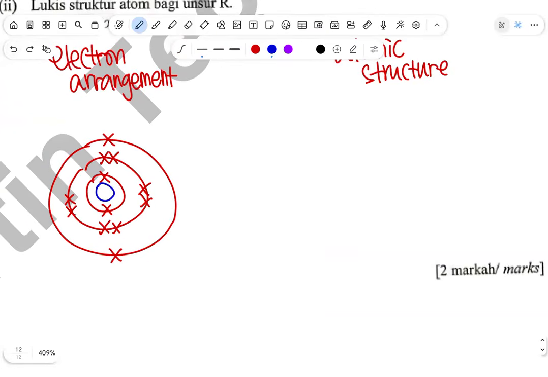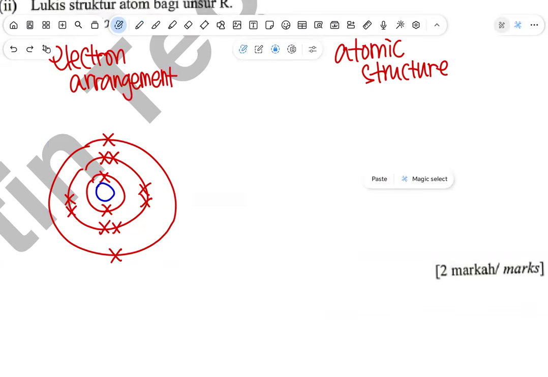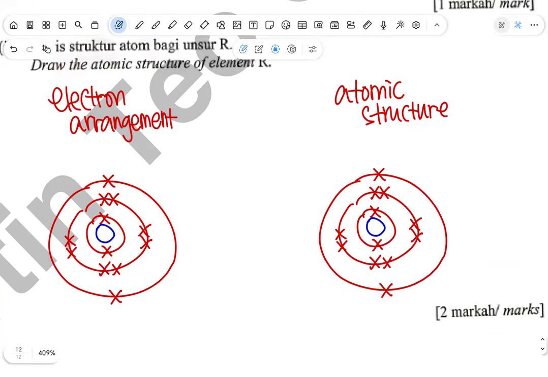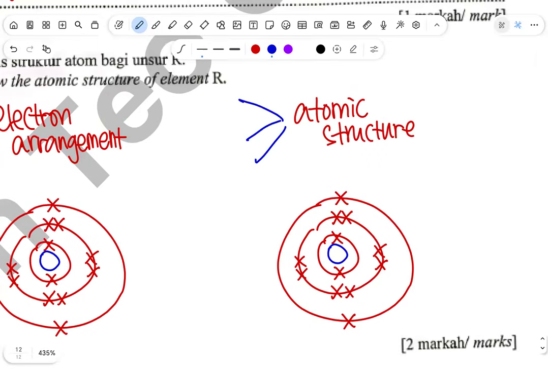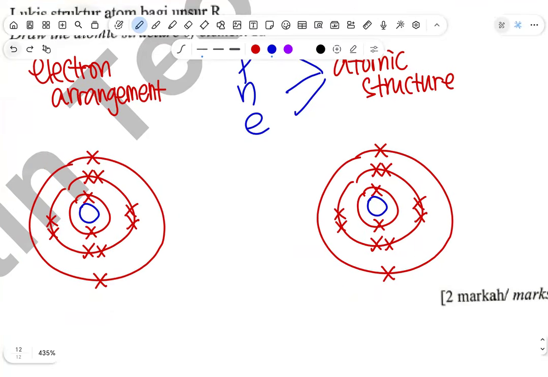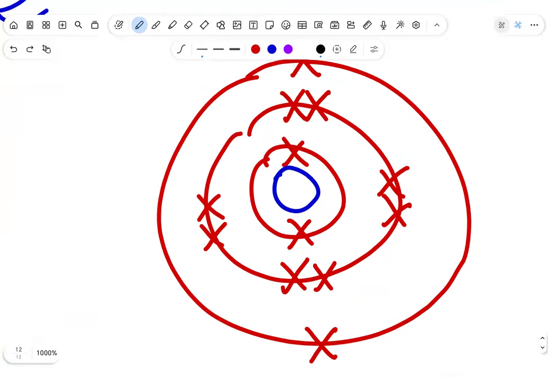But what about atomic structure? For atomic structure, you not only need to draw the electron arrangement. Inside the atom, what do you have? Proton, neutron, and electron. So atomic structure has proton, neutron, and electron. Atomic structure is basically the same as electron arrangement. The only difference is that in the nucleus, you need to label how many protons and how many neutrons you have.